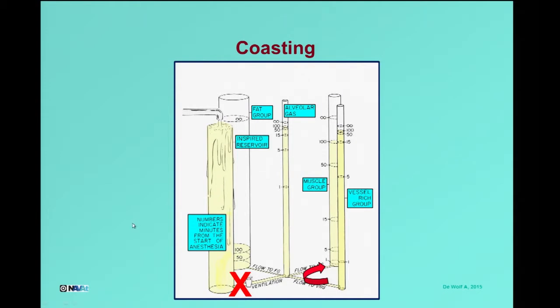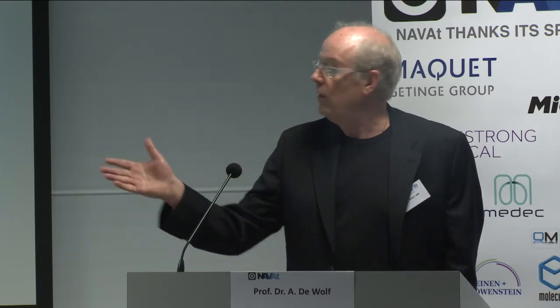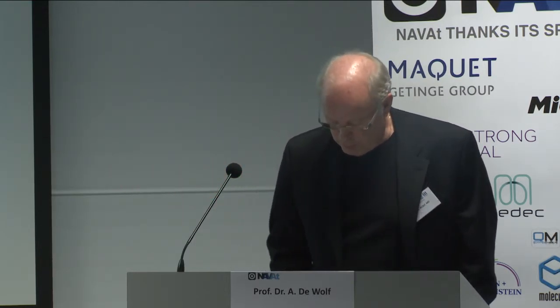So if we look at the hydraulic model, then coasting means that we lose no gas through ventilation, and some of our vapor will be redistributed from the vessel-rich group to the muscle group, because the partial pressure, which is suggested by the height of the column in there, is larger in the muscle group. So we're going to have some vapor go from the vessel-rich group to the muscle group.